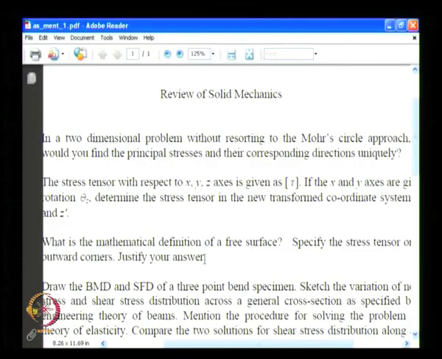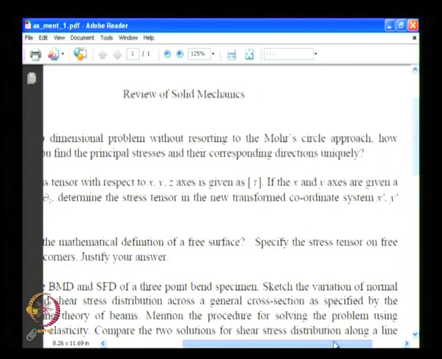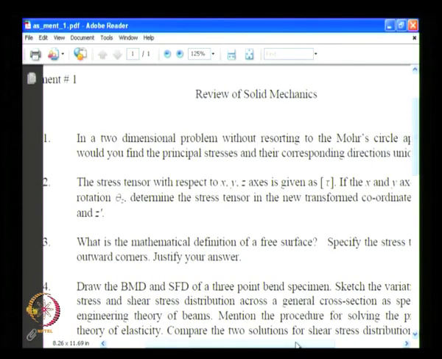And the third question is very interesting. What is the mathematical definition of a free surface? Specify the stress tensor on free outward corners, justify your answer. See, all this you have studied in solid mechanics, but you have not studied it with this viewpoint in mind. Okay. Now, let us get into the details of this.